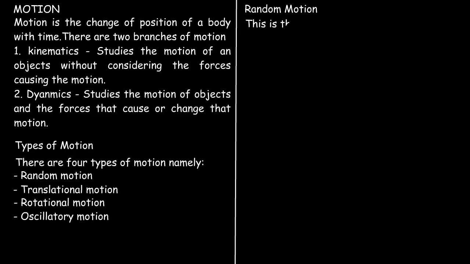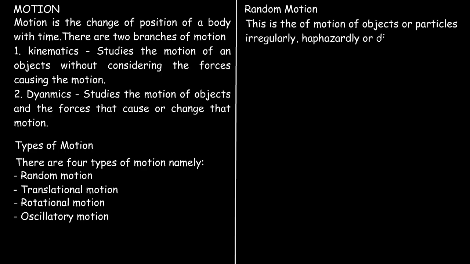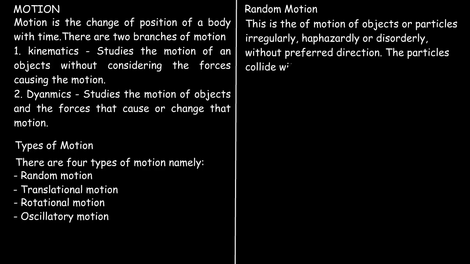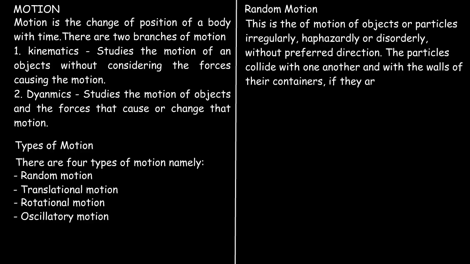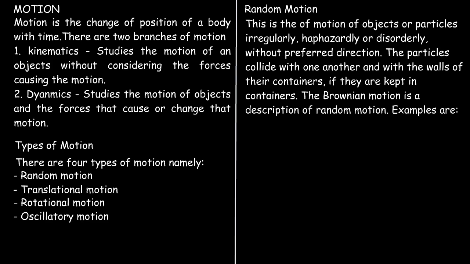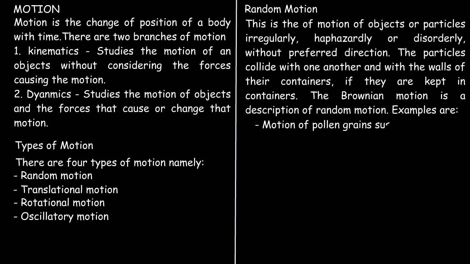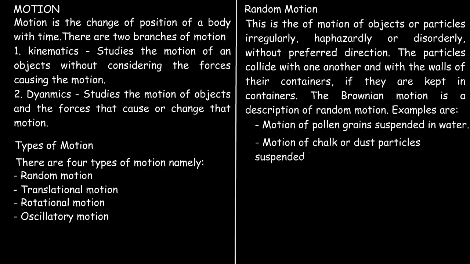Random motion. This is the motion of objects or particles irregularly, haphazardly, or disorderly without preferred direction. The particles collide with one another and with the wall of their containers if they are kept in containers. The Brownian motion is a description of random motion. Other examples are motion of pollen grains suspended in water, motion of chalk or dust particles suspended in air, motion of smoke particles suspended in air.